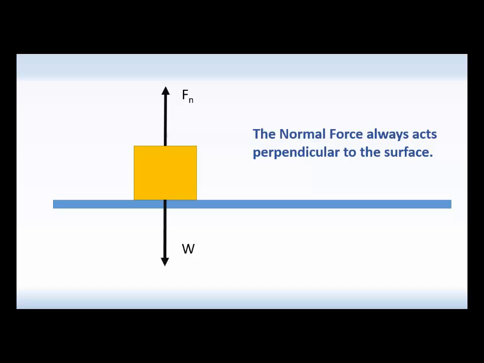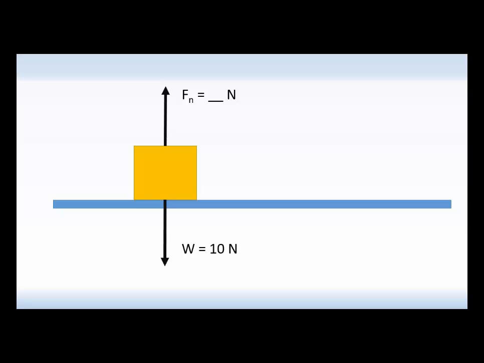Here in this example, we see that when an object is just lying on a surface, the normal force will be exactly equal to the weight of the object. But the normal force is an adjustable force. It can go from 0 up to and beyond the weight of an object, as we will see in the next two examples. Here we have an object with a weight of 10 newtons, and we would expect the normal force to also be 10 newtons.